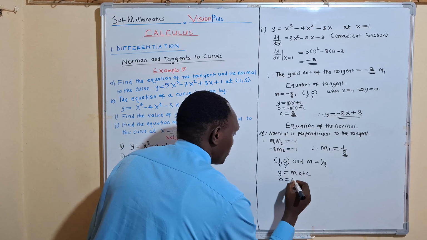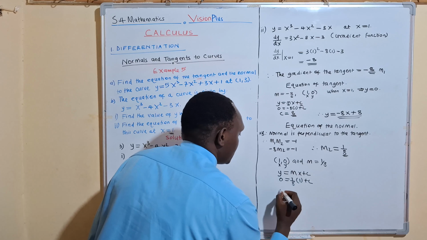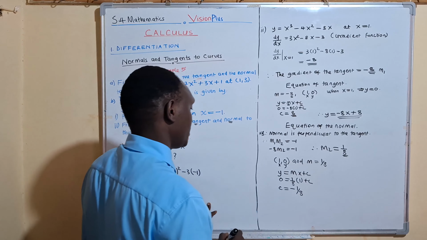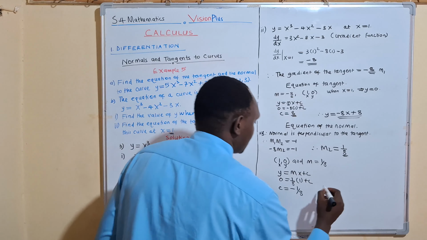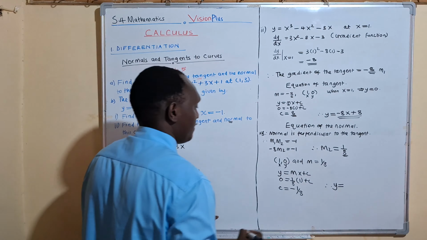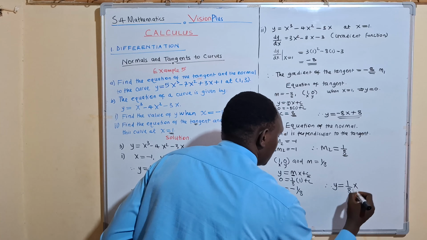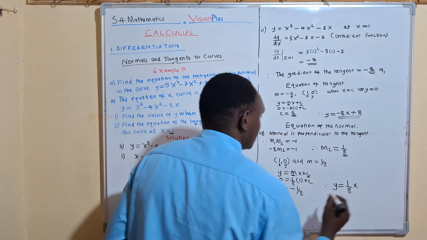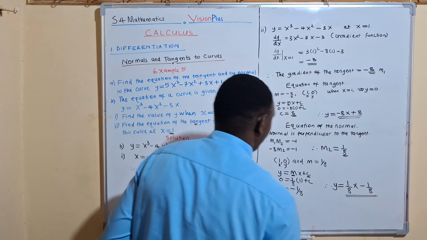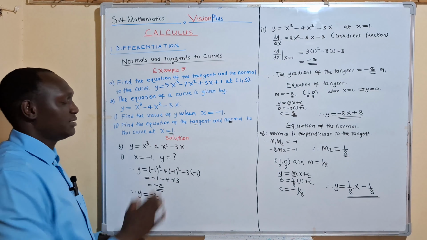So 0 equals 1/8 times x, which is 1, plus c. If you make c the subject of the formula, c becomes -1/8. That is c. So after getting c, you say therefore the equation of the normal becomes y equals m, substitute for m and c. m is 1/8 x plus c. But c is -1/8. So this is the equation of the normal at the point when x is 1.